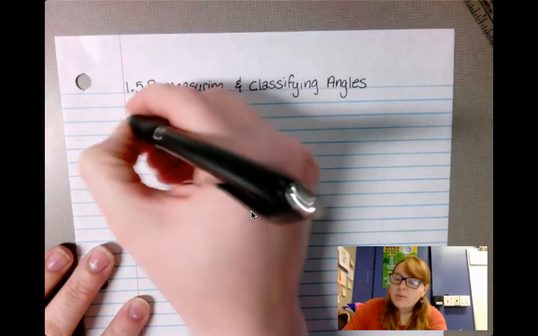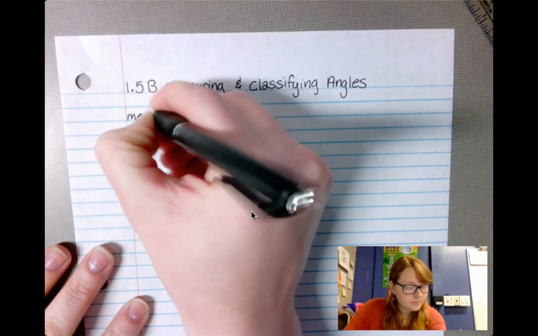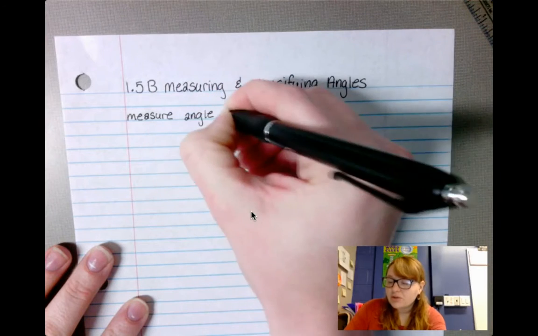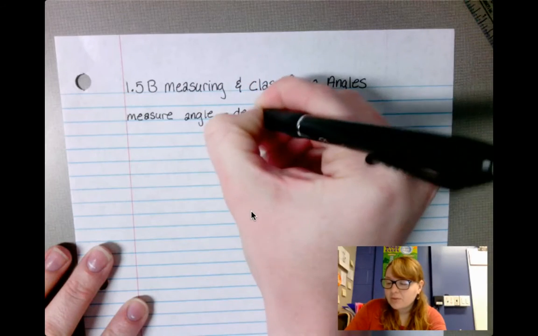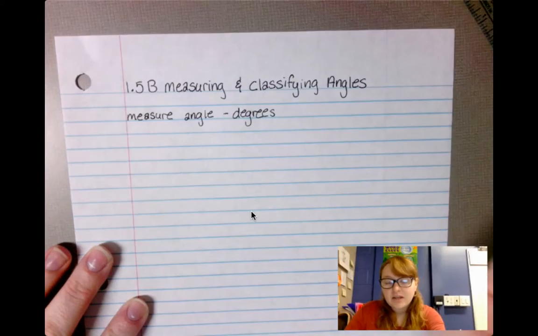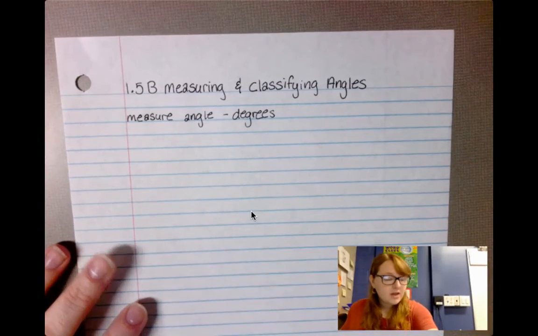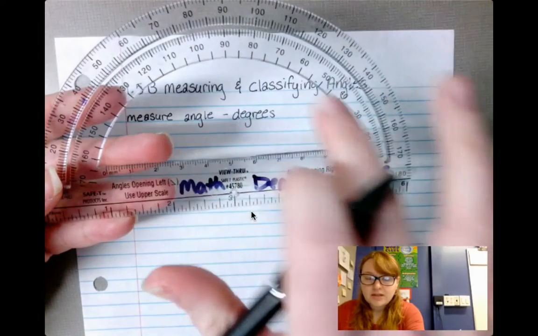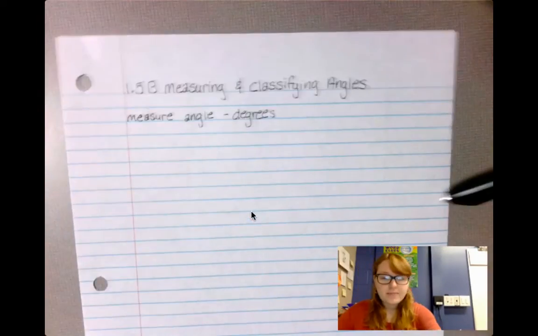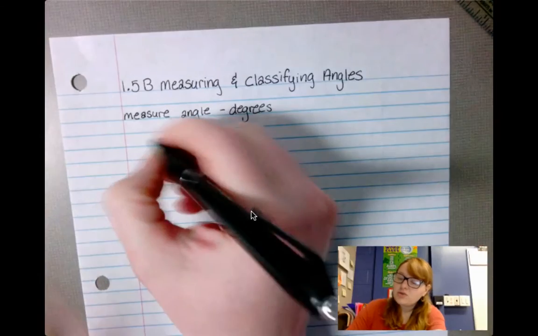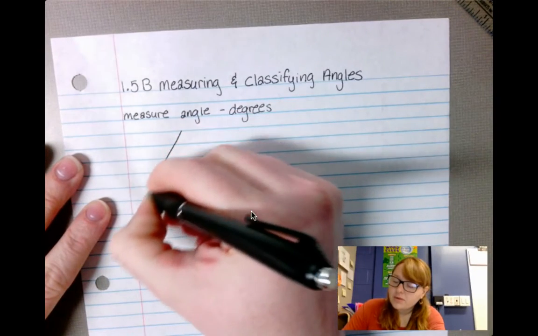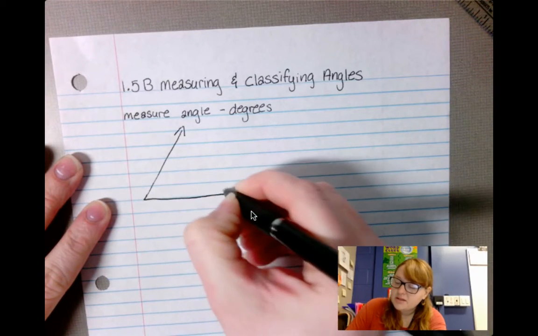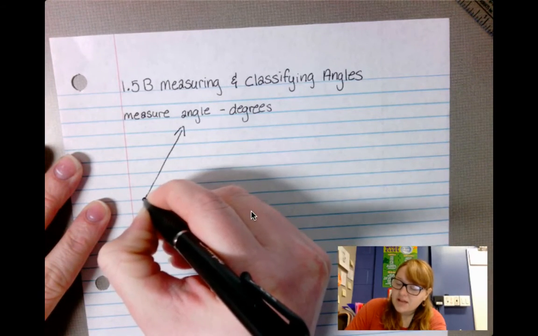Okay, so when we measure angles, we are going to use the word degrees. That's what the protractor finds. It finds the degree of the angle. So these numbers stand for degrees. Okay, so let's draw an angle here. Remember, an angle is two rays at a vertex.